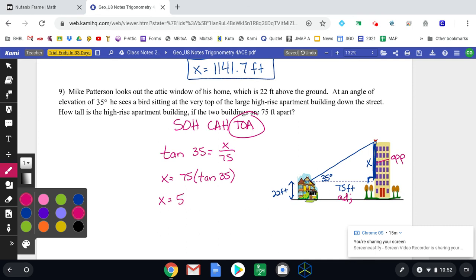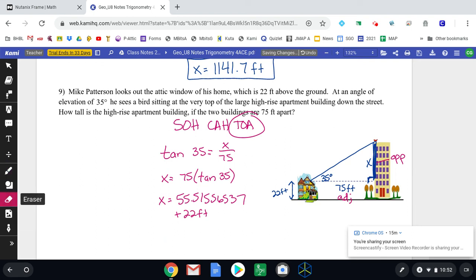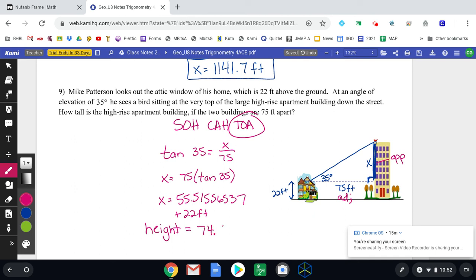Okay, so we've got 55.51556537. We're going to add 22 feet to that. And so it doesn't say where to round on this problem. So my height, let's not use x again. So my height, I got 74.51556537 feet.